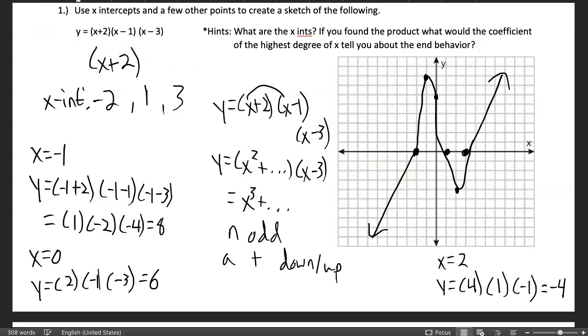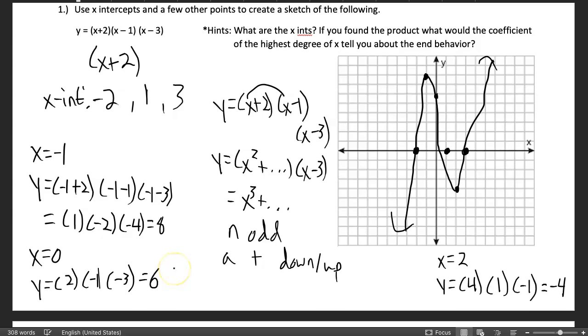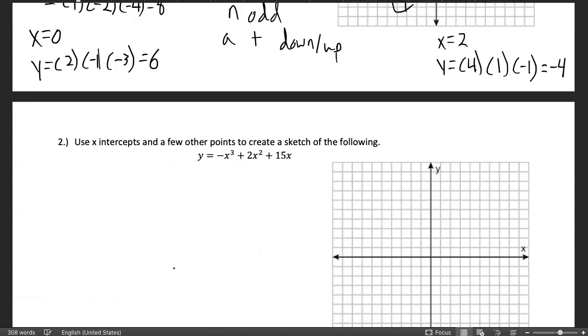As a matter of fact, let's go ahead and clean this up a little bit. So we know we're going to be starting down. We're going to go all the way up to this point and back around, circle back, and make our way up. That's going to be the sketch of this graph. Let's do another one of these. Let's actually have you do this.